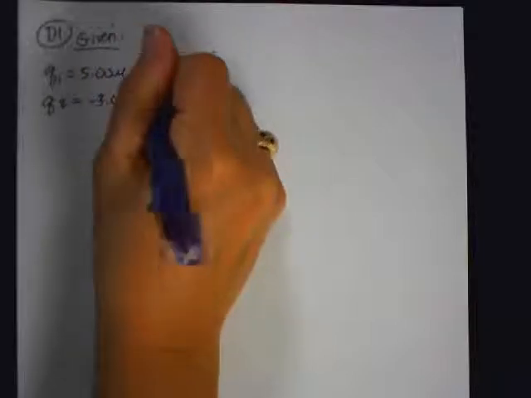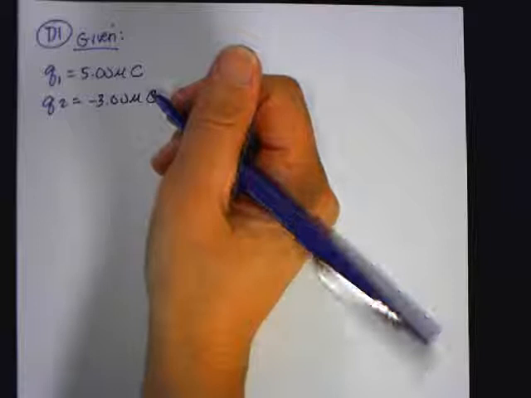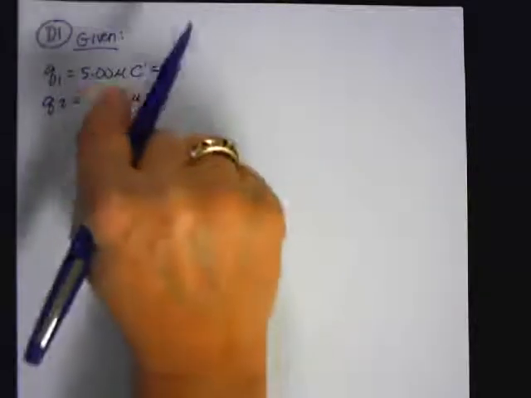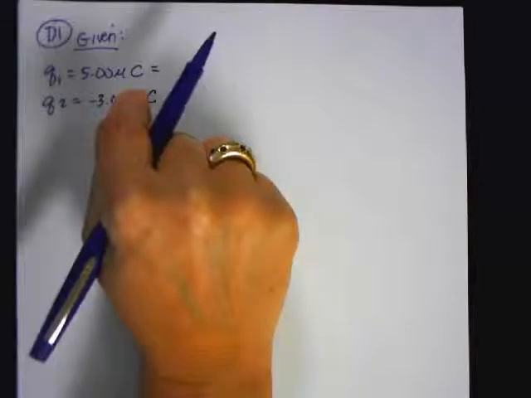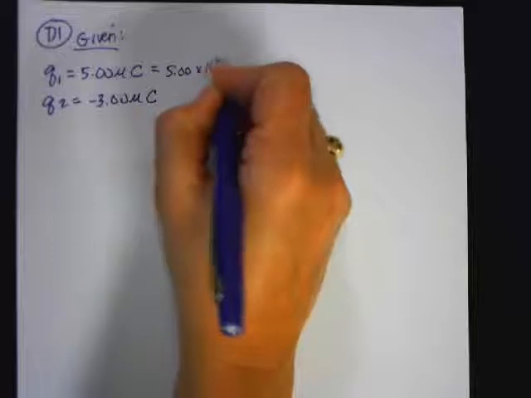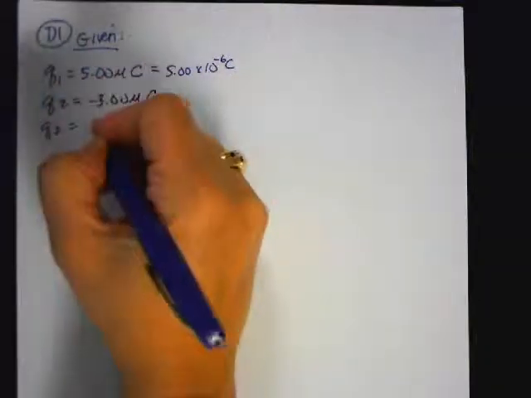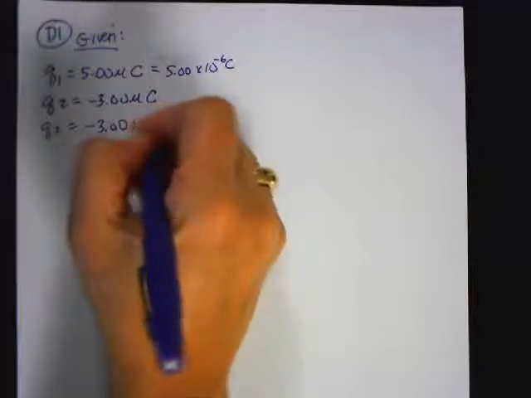A second charge Q2, which is negative 3 microcoulombs, is on the x-axis at point 8. Now what I should have done, and I'll do it right now, is I need to change this microcoulombs because there's a prefix, so 5 times 10 to the negative 6 coulombs. And then Q2 would be negative 3 times 10 to the negative 6 coulombs.